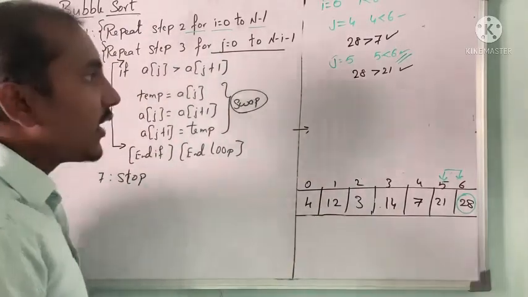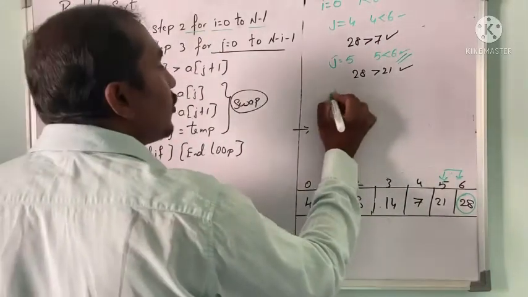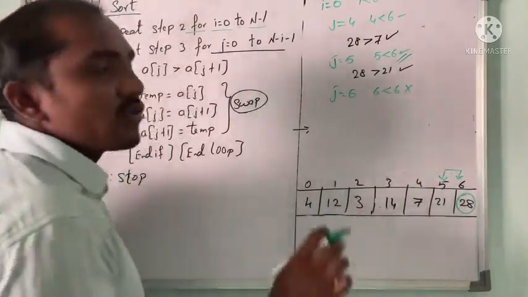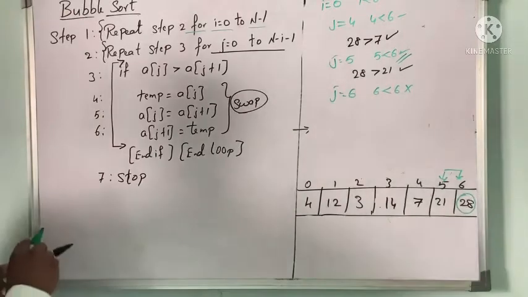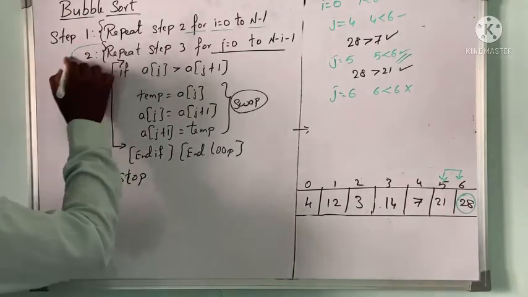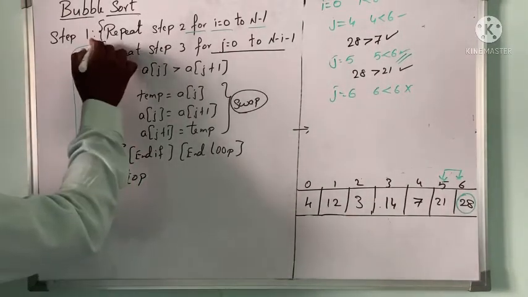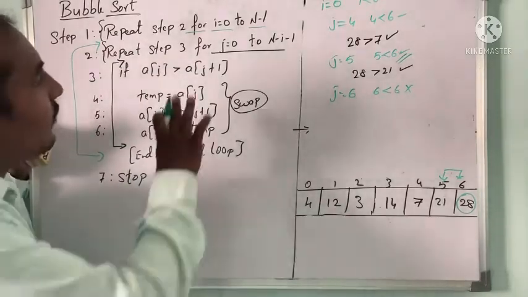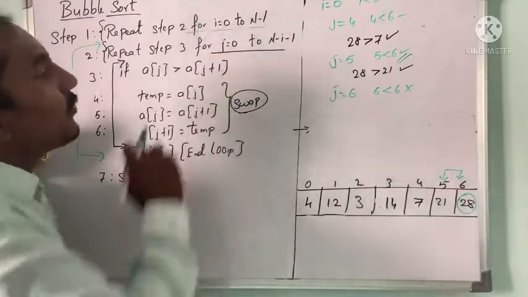Okay, so again, if I increment j, now j will become 6, and 6 less than 6 will be false. Once that is false, we are going to stop the execution of this for loop. The inner for loop will be stopped for once. After it has stopped, it will go back to the outer for loop.